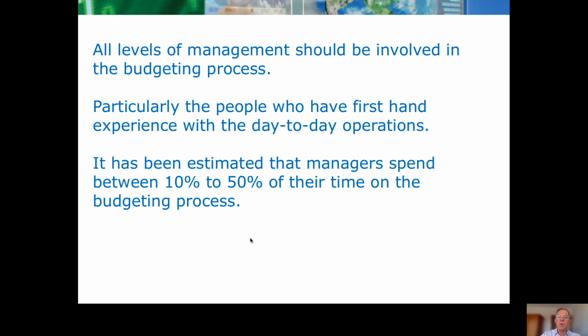All levels of management should be involved in the budgeting process, and that makes sense. These are the people who know what's going on, with first-hand experience of what's happening. It's estimated that managers spend around 10 to 50% of their time on the budgeting process, forecasting into the future.